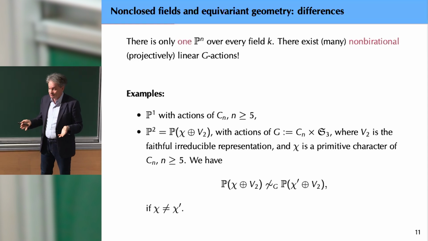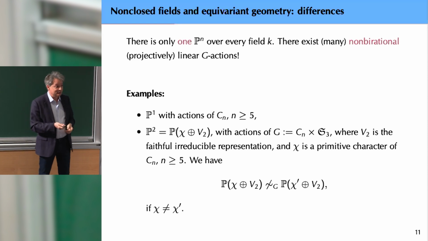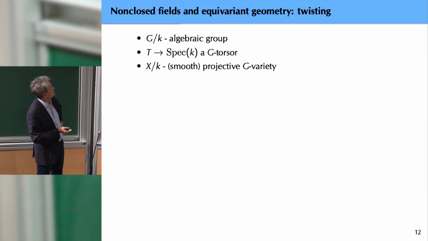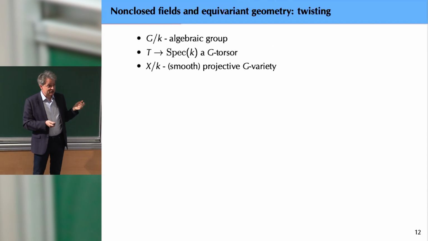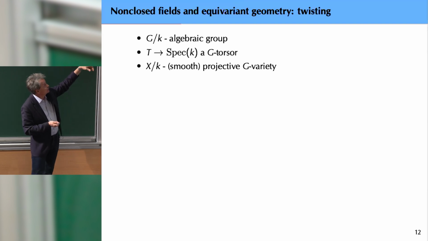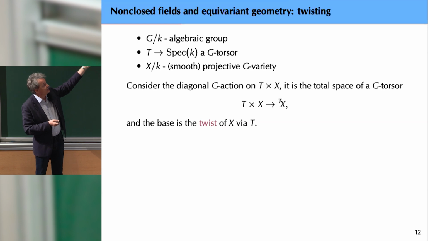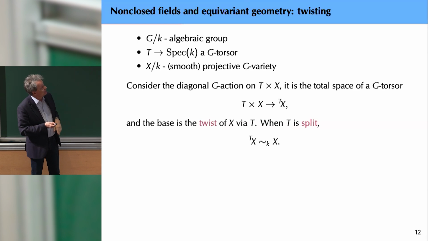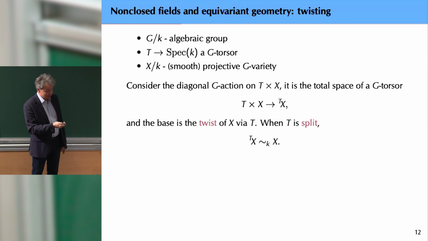Of course, in principle, since we know everything about birational geometry in dimension 2, we should also be able to do that, but not before. Now, there is another technical thing, quickly. If you have a G action, you can kind of twist. If you have a T-torsor and a smooth projective G variety, then you can look at the diagonal G action on T times X, and then take the quotient. This thing is called a twist via the T-torsor T over your field.